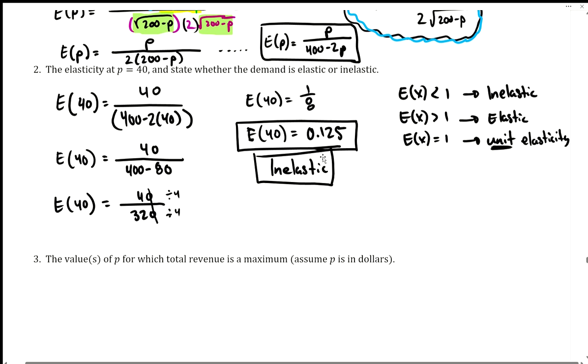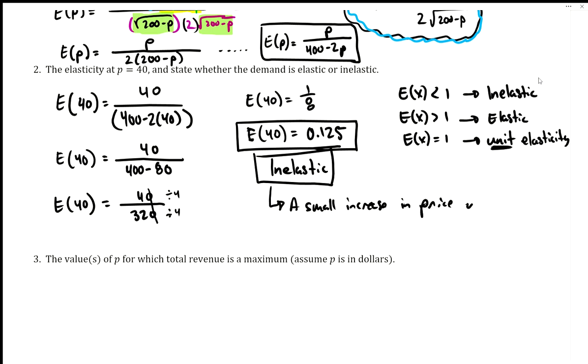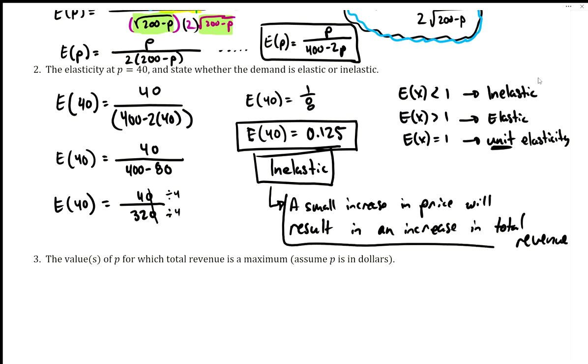Okay, and then they might also say, well, what does that inelastic mean? Let's also state it without scrolling. We would just say a small increase in price will result in an increase in total revenue. Okay, so that's what it also means in case they ask for that. So all that inelastic instantly means this statement.